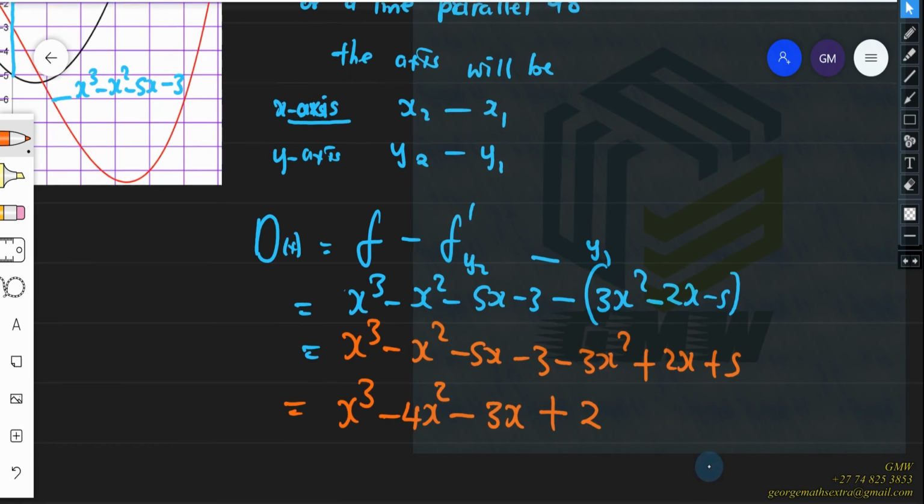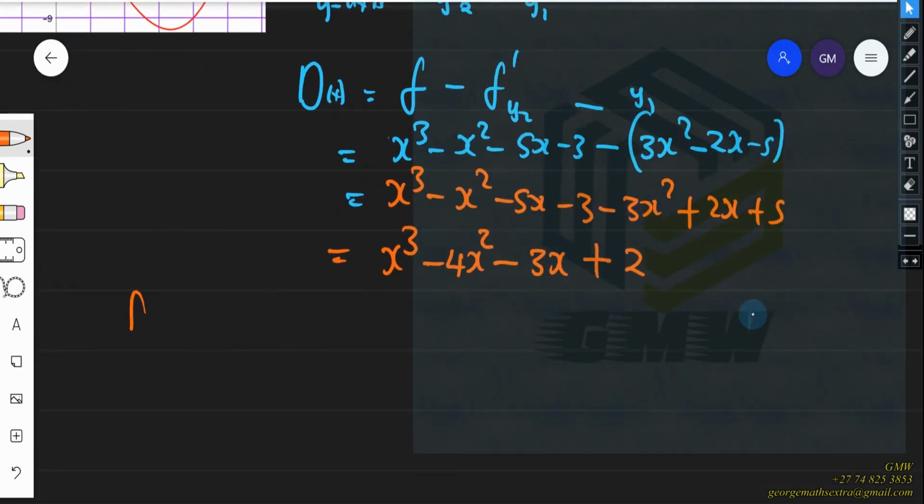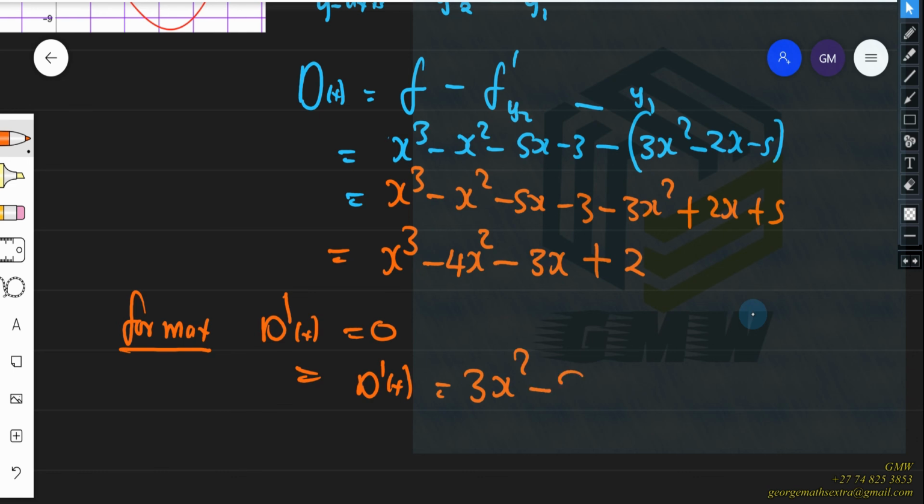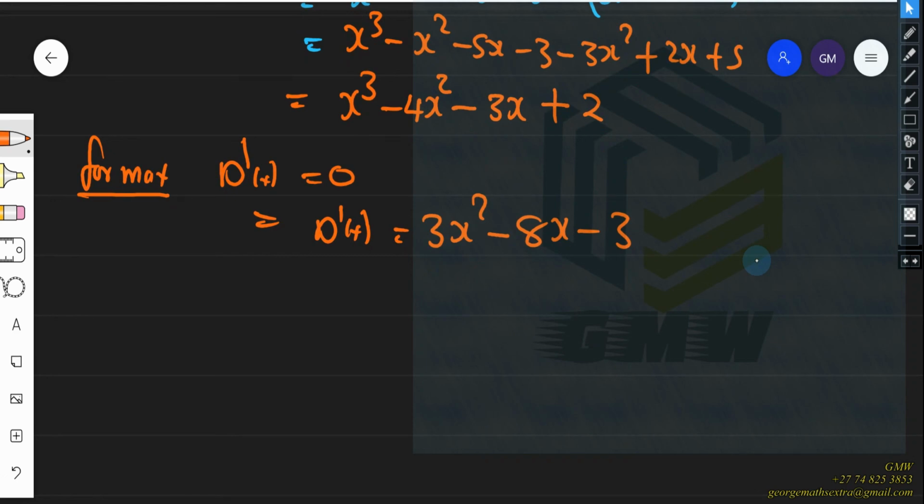Now this is the distance, but for maximum, as I indicated earlier, the first derivative should also be 0, which means I need to find that derivative here. So I'll get 3x squared minus 8x minus 3. Now for maximum, 3x squared minus 8x minus 3 should be equal to 0.